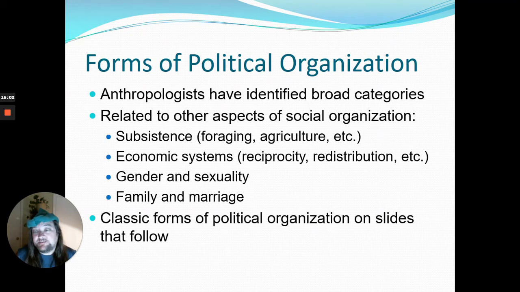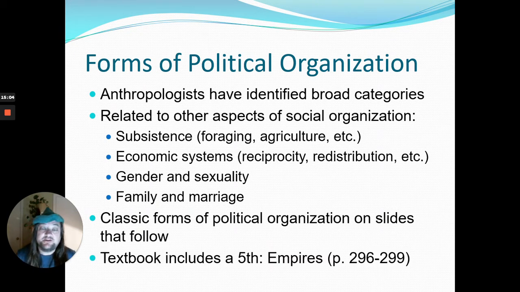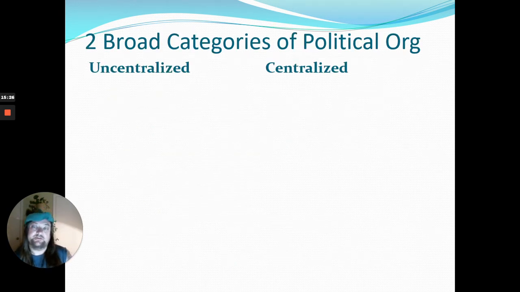And now this textbook actually adds a fifth one. They also talk about empires as a form of political organization. So you can read all about these on pages 296 to 299. These are the four classic ones plus the fifth one that they included as a form of political organization. And here we're just going to talk, and again, it's useful to help understand the holistic perspective a little bit more.